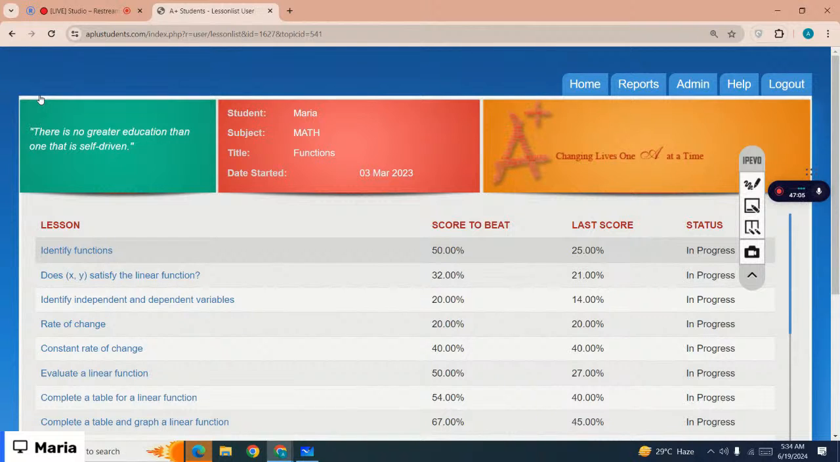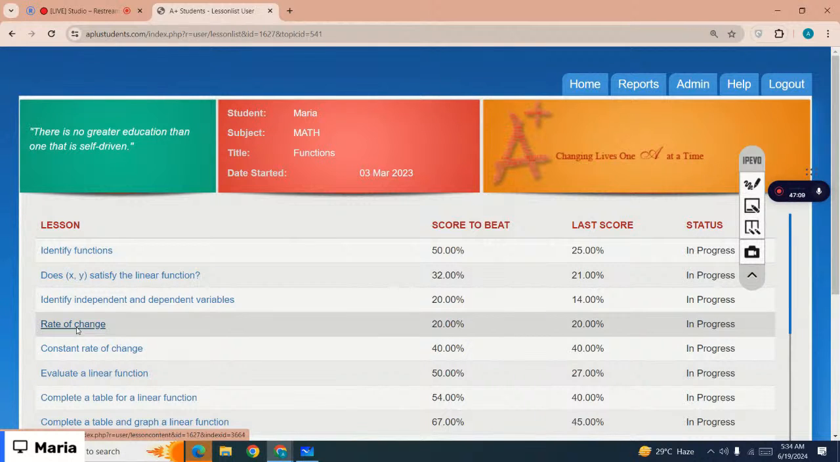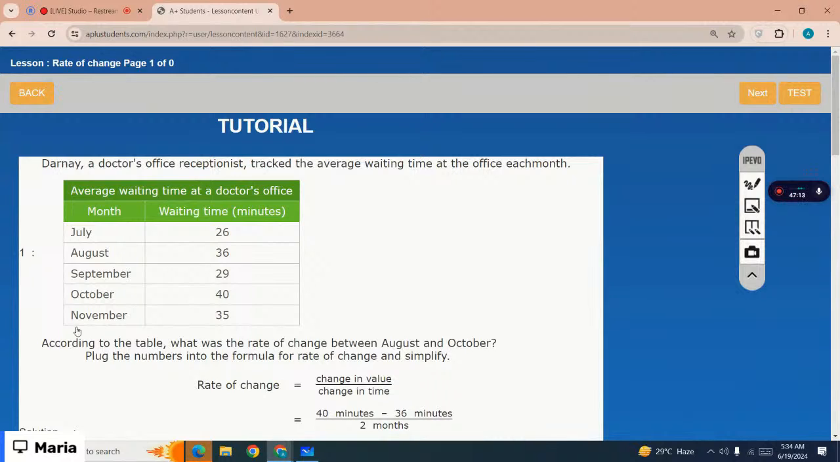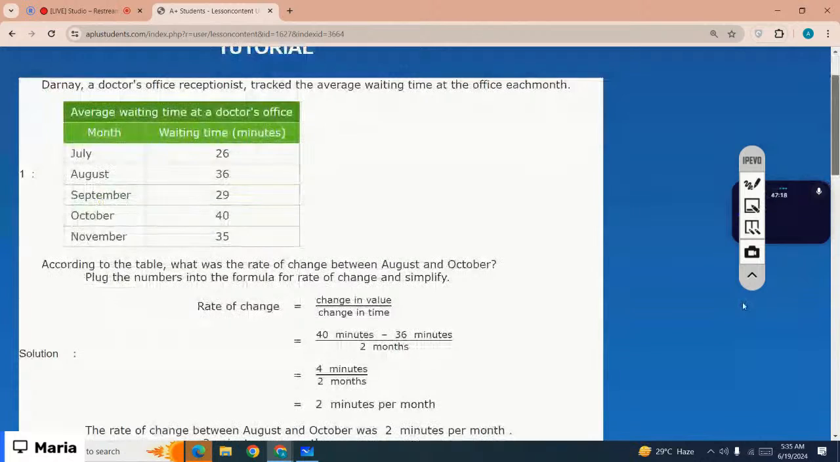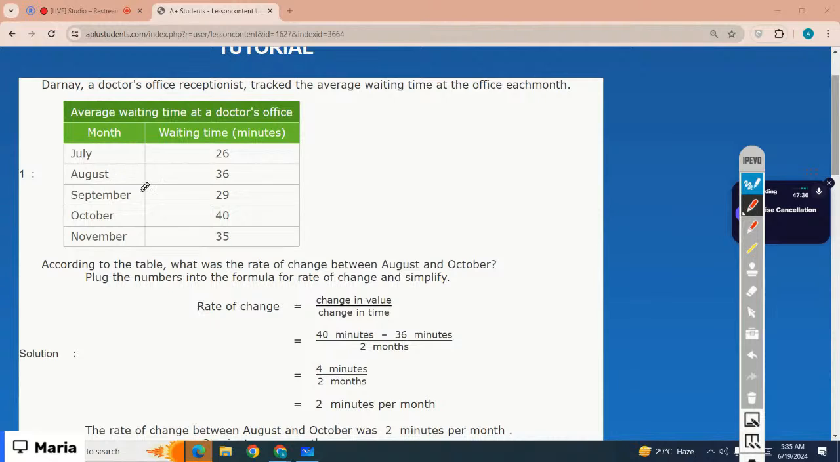Okay, the next one is rate of change. Let's just start with the next lesson. Darni, a doctor's office receptionist, tracked the average waiting time of the office each month. According to the table, what was the rate of change between August and October? Okay, so August and October, you have, in August, the waiting time is 36. In October, the waiting time is 40.